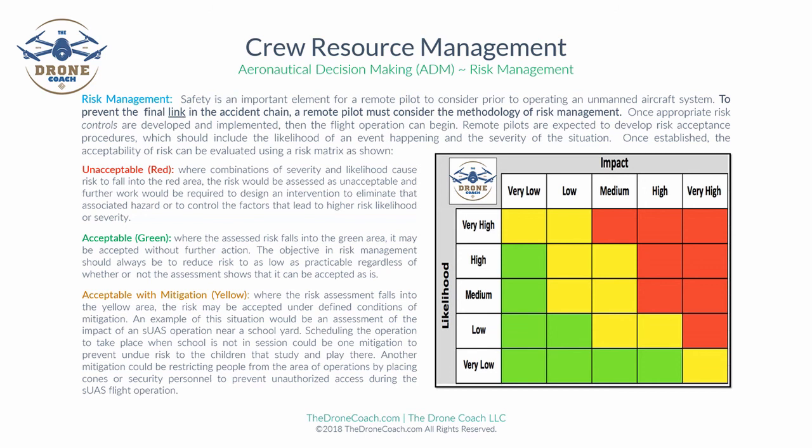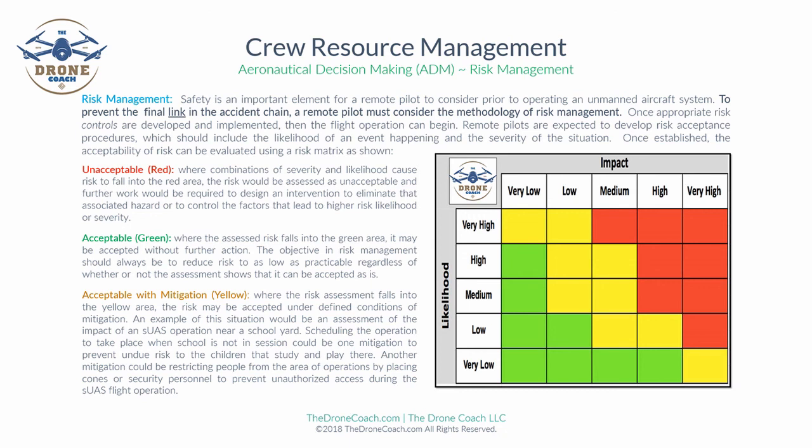Acceptable with mitigation, the yellow, where the risk assessment falls into the yellow area, the risk may be accepted under defined conditions of mitigation. An example of this situation would be an assessment of the impact of a SUAS operation near a schoolyard, for example. Scheduling the operation to take place when school is not in session could be one mitigation to prevent undue risk to the children that study and play there.